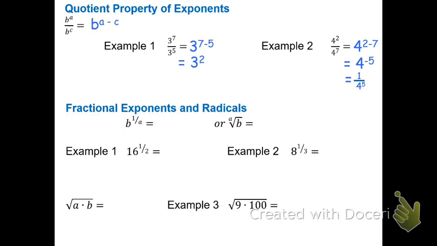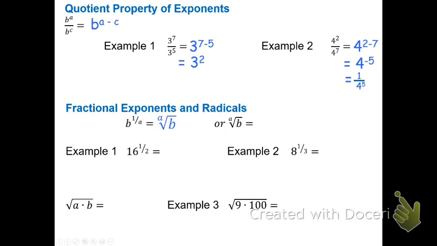Okay, now let's look at some fractional exponents. And the fractional exponents are going to lead us to our radicals. So here I've got the base raised to the power of 1 over a. If you're raising to a fractional exponent, whatever the denominator of the exponent is, that's going to become the root that you're taking. So if we do b raised to the 1 over a, this becomes really the a root of b.